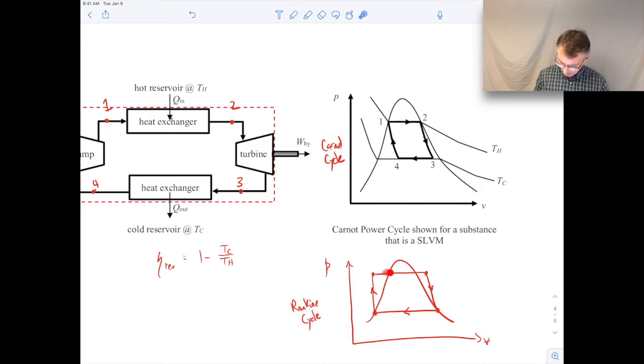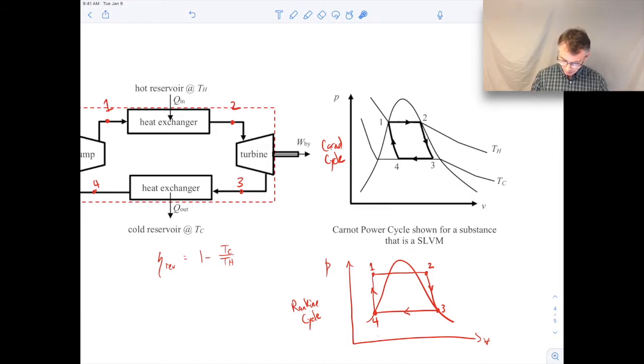And on this PV plot, point 1 is right there, point 2 is here. So this is going through the heat exchanger. It's a constant pressure process. We're adding our energy in, the Q in comes in there. 2 to 3 is right here. It's going through the turbine. 3 to 4 is here. That's the other heat exchanger. And then 4 to 1, like the pump, is right here, where you can see the pressure is increasing. 2 to 3, that's the turbine. You can see the pressure is decreasing.